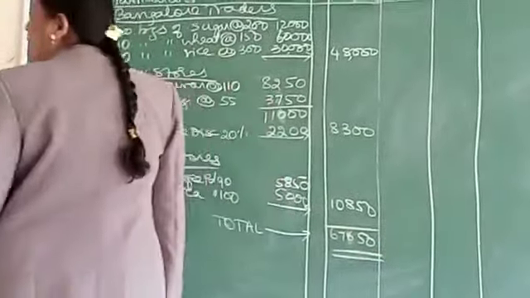Yes, students, come to the next problem. They have told you to do the sales book. Only thing is, you have to write the outward invoice number. And here you have to make the sale of the goods, and it should be on credit. Come to the first.